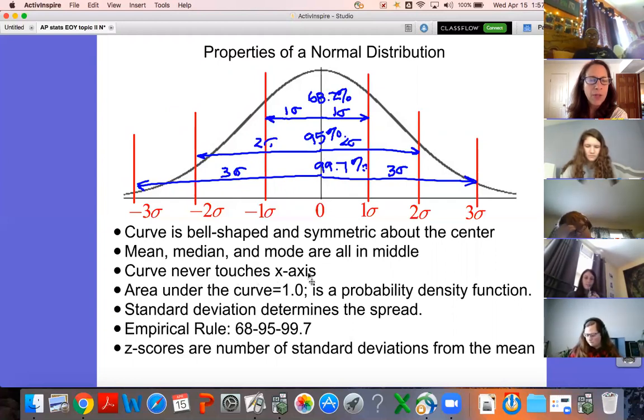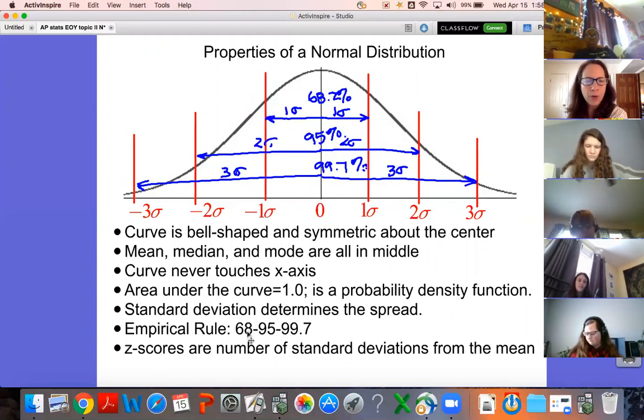The curve never theoretically touches the x-axis. It travels in both directions to infinity and negative infinity. Your area is always 1.0. It is a probability density function. So what they mean is if you start this way, your area to the left is really small, but as you grow this way, the area to the left becomes close to 1. Your standard deviation determines how far spread out it is. So if your standard deviation is a really big number like 100, it's going to be way spread. And if your standard deviation is 1, it's going to be much tighter.